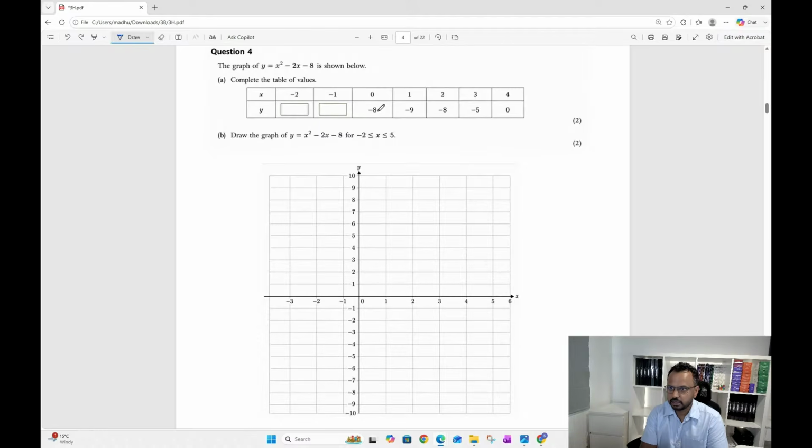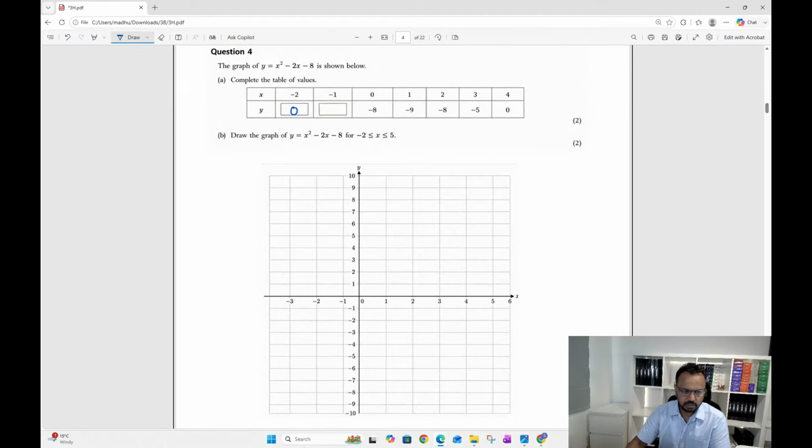Let's have a look at this one here. So let's just plug the values in. y is equal to x squared minus 2x minus 8. When x is negative 2, all you need to do is negative 2 squared, take away 2 times, open brackets, negative 2, take away 8. And that gives us 0. So that's this one. And with negative 1, you get this other one.